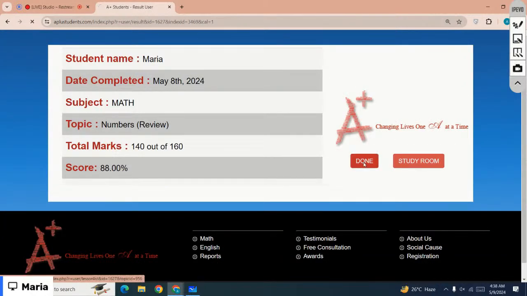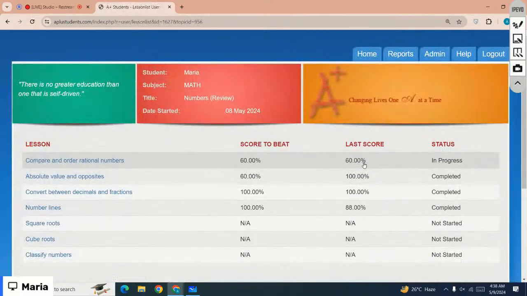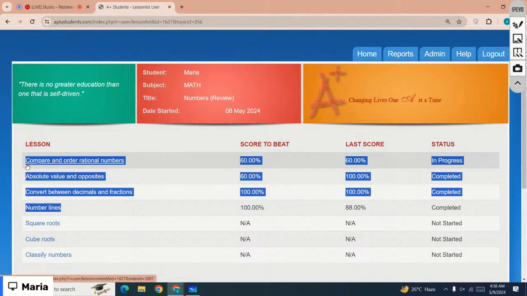Okay, we are done with the lesson. So we're working on grade 9 math. The chapter we are working on is number reviews. The lessons we have covered today are compare and order rational numbers, absolute values and opposites, convert between decimals and fractions, and number lines.